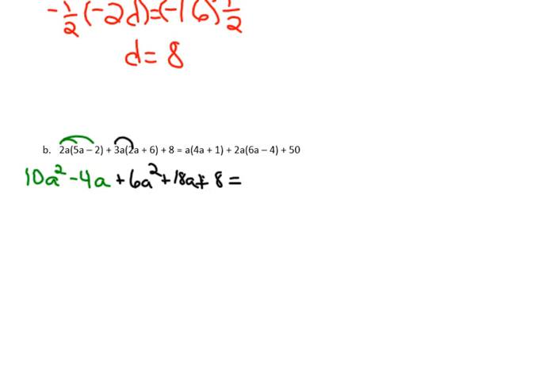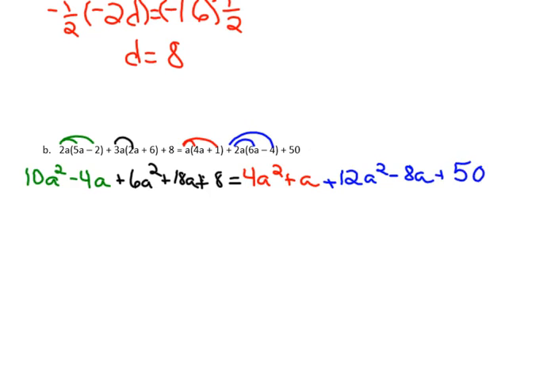Okay, now I'm going to do the other side. Same thing, right? Doesn't matter how many sets of parentheses I have, I just keep doing the same thing. So A times 4A is 4A squared, because A times A is A squared. A times 1 is A. Okay, now I have to do this next one. So 2 times 6 is 12. A times A is A squared. 2 times negative 8... 2 times negative 4 is negative 8. Keep the A. And then just plus 50, because there isn't anything over there.